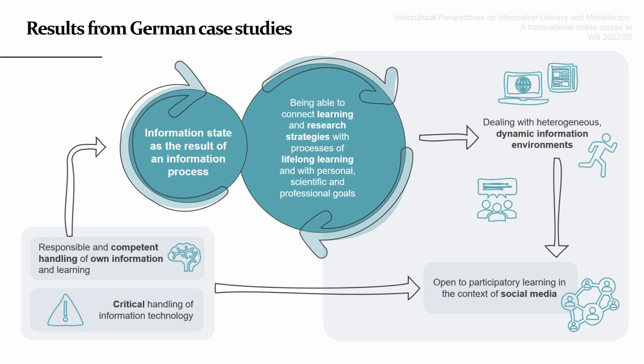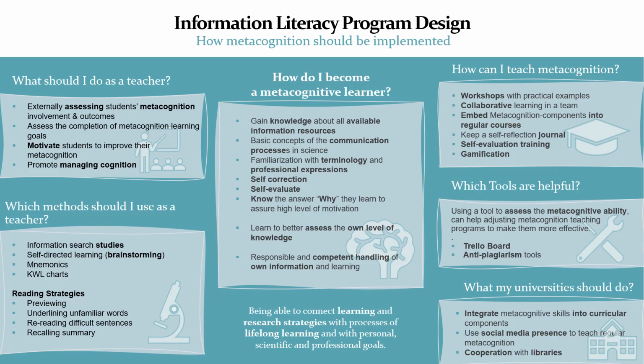So as a conclusion, what we need is a responsible and competent handling of our own information and learning, as well as a critical handling of information technology to verify our information state and knowing about our content responsibility in social media. In terms of an information literacy program design with reference to metacognition, there are various exercises that are necessary to understand and enhance metacognitive abilities in a professional environment.